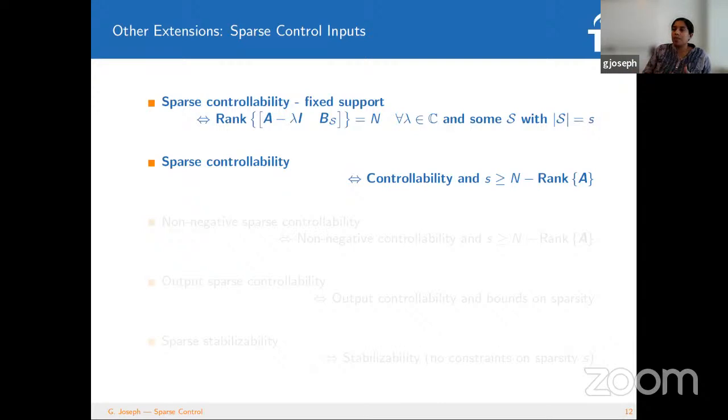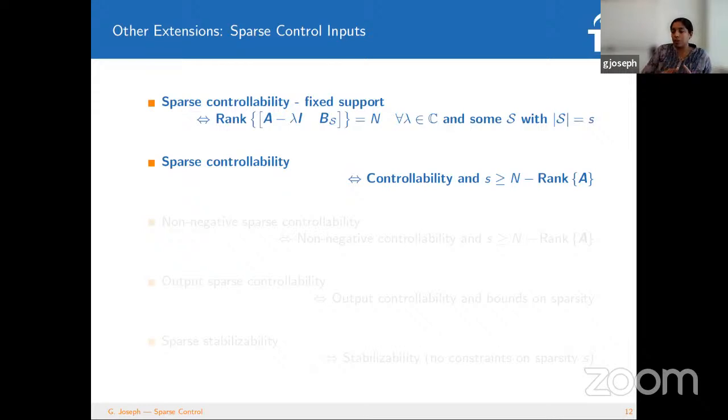So we have to test the PBH test for [A minus lambda times I, B_S] for all values of lambda, and this should hold for some S, where the cardinality of S is at most s. Then we talked about sparse controllability without any restriction on the support. We said at any time instance, we can pick any s actuators. And in this case, the controllability condition reduces to controllability without any constraints.